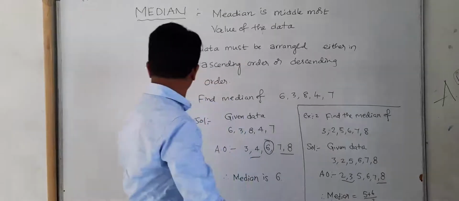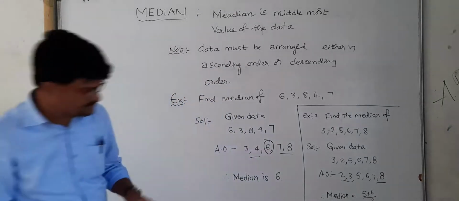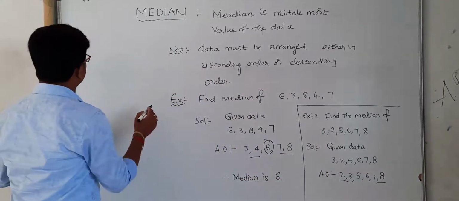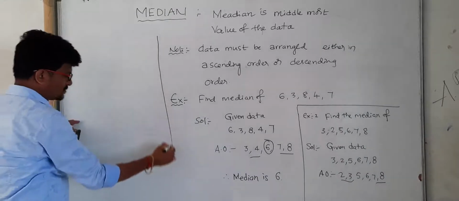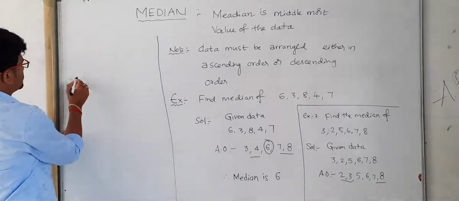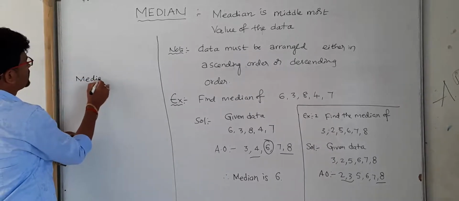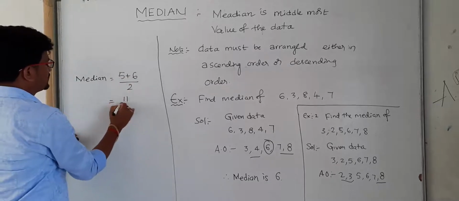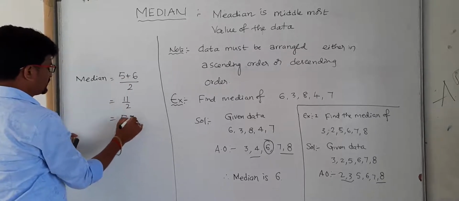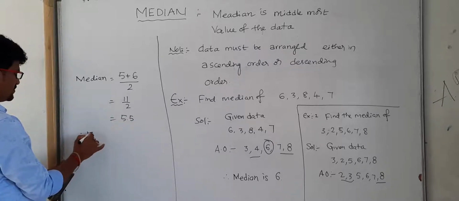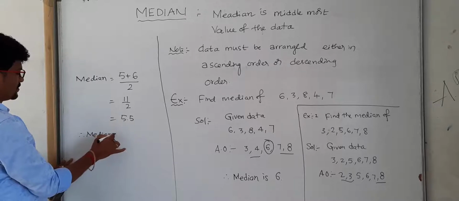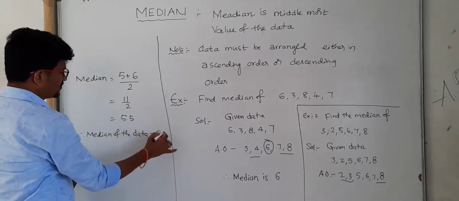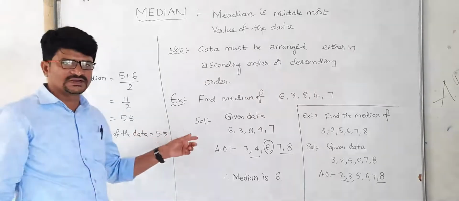Or else otherwise I will write here. So, therefore median is equal to 5 plus 6 by 2, that implies 11 by 2, that implies 5.5. Therefore, median of the data is equal to 5.5. Clear, children? Write it.